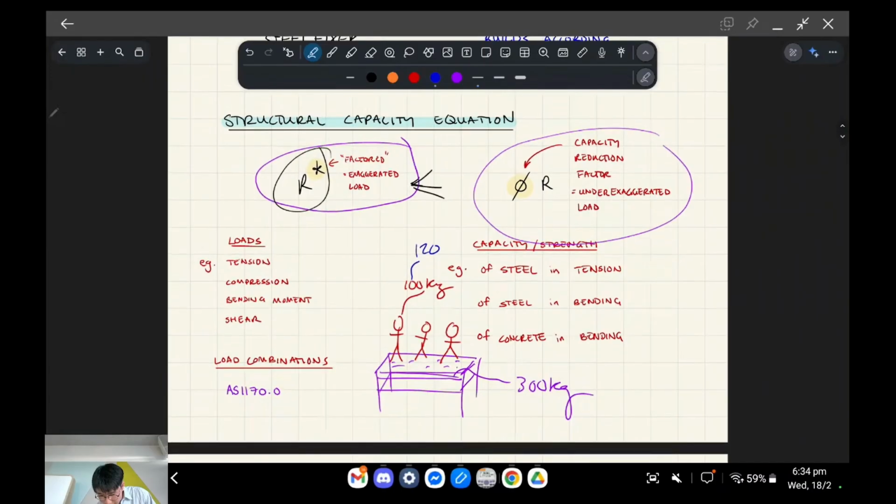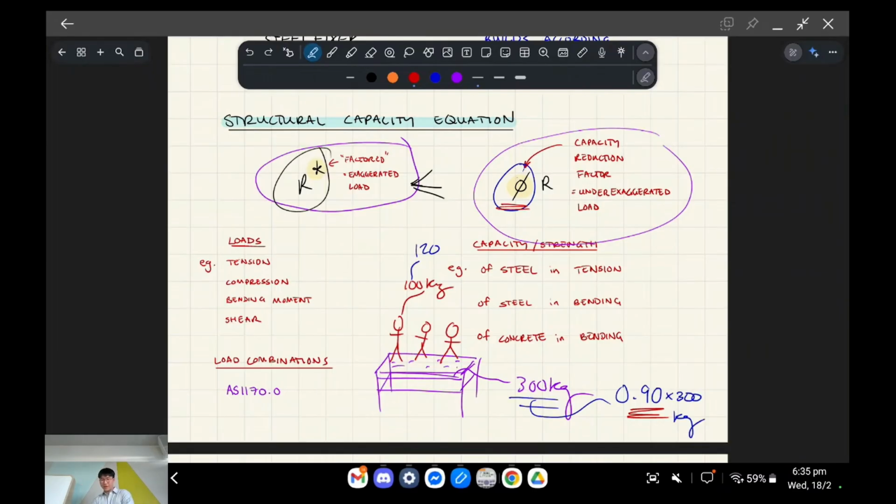The other thing is, on the right-hand side, we have something called the capacity reduction factor, which is about pretending our structure isn't as strong as it actually is, okay? So instead of 300 kilos, we might call this only 250 kilos. Actually, what I might do is say we'll only pretend it has 90% of 300 kilograms of its strength. Does that make sense? That 0.9 is your capacity reduction factor. So instead of saying 270, I've just said 0.9 times 300.